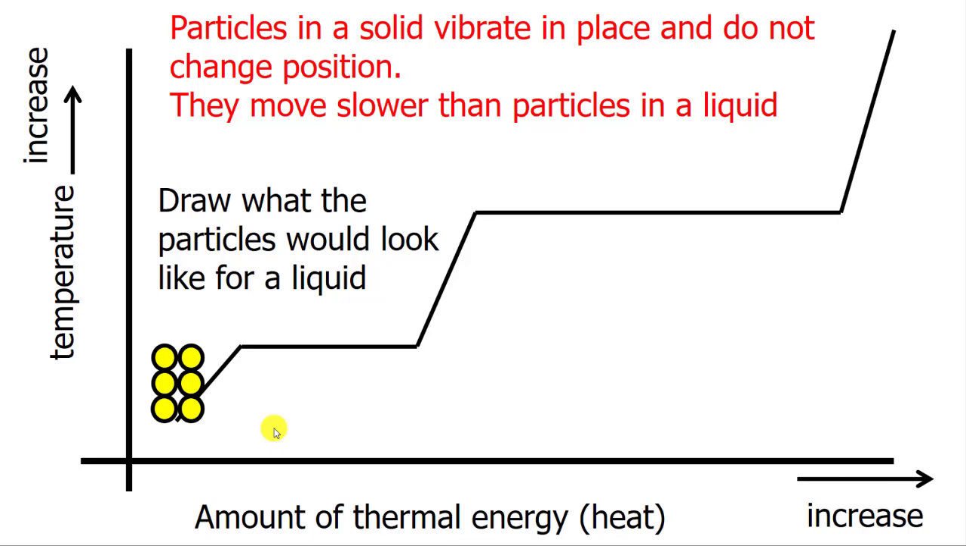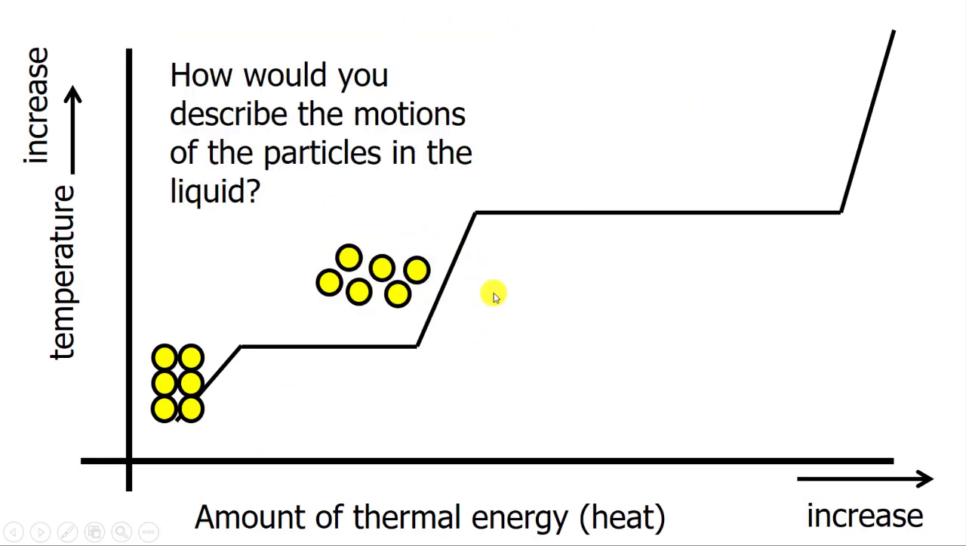Now we're going to draw what the particles would look like in a liquid, and their location would be here because this is where all the particles would be in a liquid. So we're going to draw these. We still have the same number of particles, 6 particles. Notice they are no longer in that rigid crystalline shape.